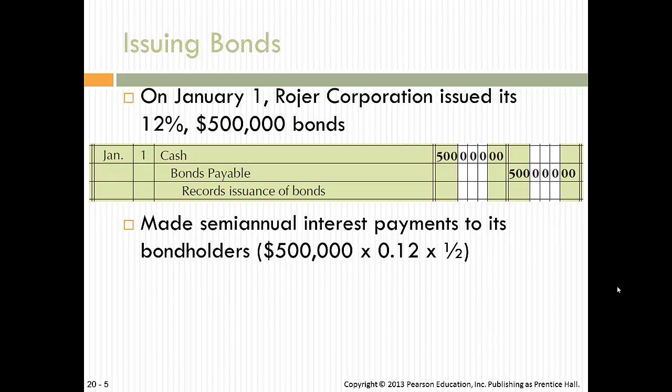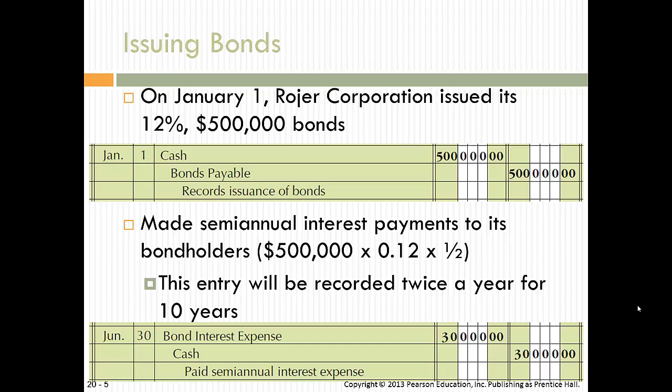6 months later, on June 30th, the corporation must begin paying interest to the bondholders. The interest is calculated as the principal, which is $500,000, times the rate, which is 12%, times time in terms of years, which is 6/12 or 1/2. This means the total interest payment is $30,000. The corporation records this as a debit to interest expense and a credit to cash. This interest payment is made every 6 months until the maturity date of the bonds.